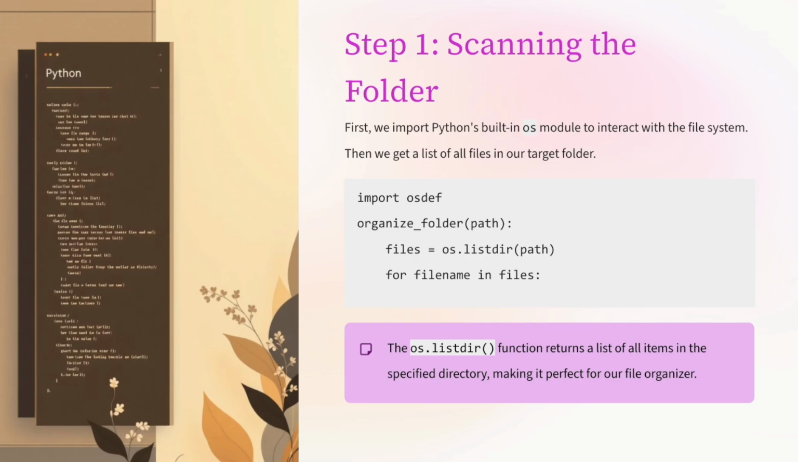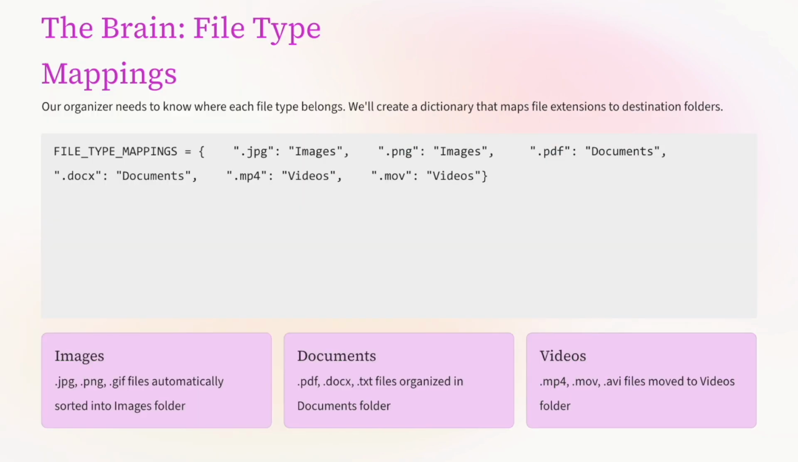Let's look at the first block of code. The brain of our operation is this dictionary you see on the screen now. We call it file type mappings. This is where we define our sorting rules. For this example, we're telling Python that .jpg and .png files go to an images folder. All our .pdf and .docx files will go to a documents folder. And of course, .mp4 files go into videos. You can customize this dictionary with any file type you can imagine.